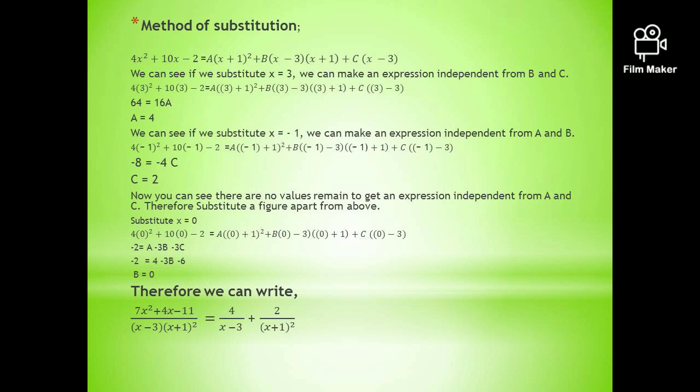Therefore, it's considering all the minimal orders of x plus 1 squared, and if you do the simplification, you will obtain the final answer correctly. So when you write the partial fraction, remember that you write terms with all minimal orders of the repeated factors. Hopefully you can understand what I am saying in this video.